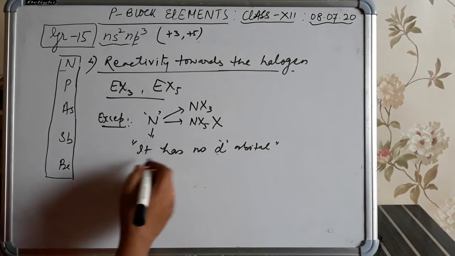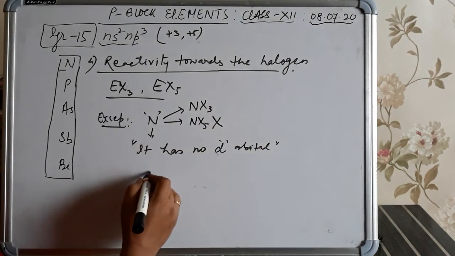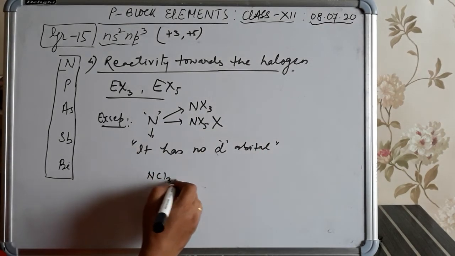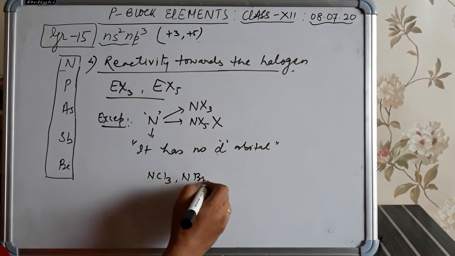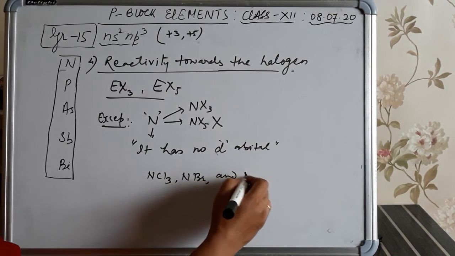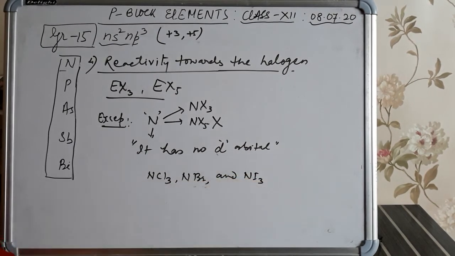Nitrogen can form exceptional trihalides like NCl3, NBr3 and NI3. All other trihalides are stable. With the exception of these, all other trihalides are stable due to weak N-Cl, N-Br and N-I bonds.